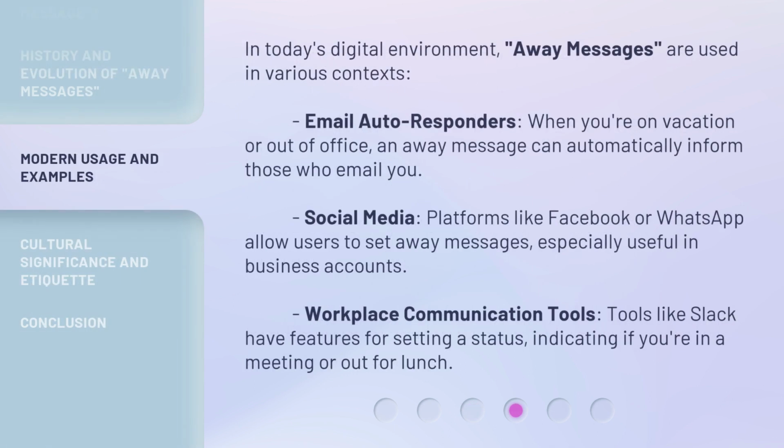In today's digital environment, away messages are used in various contexts. Email autoresponders. When you're on vacation or out of office, an away message can automatically inform those who email you. Social media. Platforms like Facebook or WhatsApp allow users to set away messages, especially useful in business accounts. Workplace communication tools. Tools like Slack have features for setting a status, indicating if you're in a meeting or out for lunch.